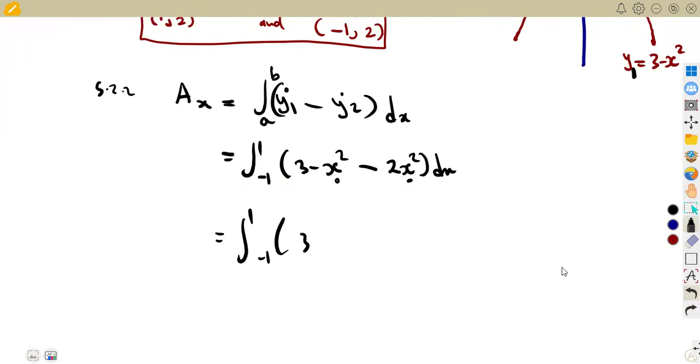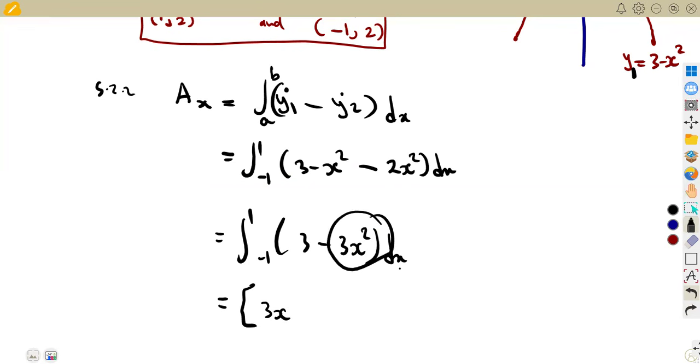These are like terms, so it's -1 minus 2, which is -3. So you're going to have minus 3x squared with respect to x. At that stage, we can integrate with respect to x. So this will be 3x.